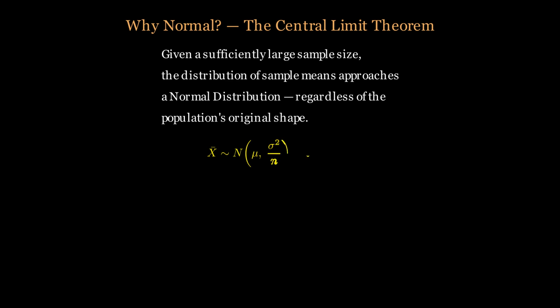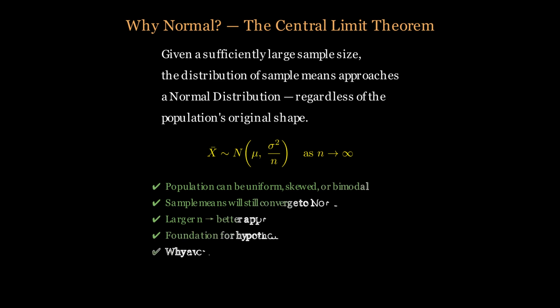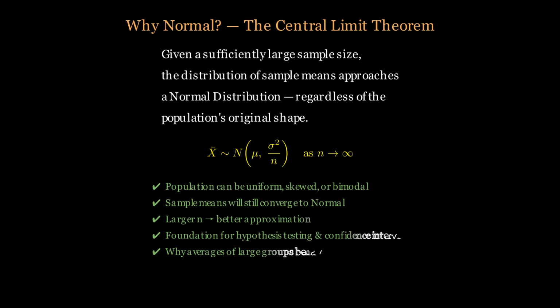The formula shows that those sample means are distributed normally around the population mean, with a variance of sigma squared divided by n. As the sample size n increases, the approximation becomes better and better. This is why the normal distribution dominates statistics. It naturally emerges from averaging, making hypothesis tests and confidence intervals universally applicable across almost any domain.